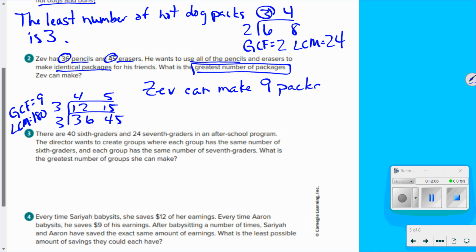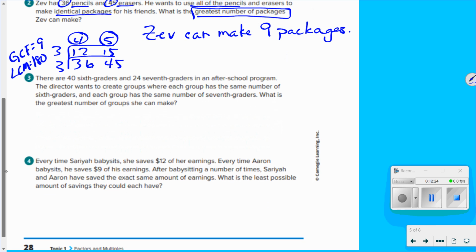We could go a step further and say how much would be in each, right? So he would have 4 pencils and 5 erasers in each package if you wanted to go the next step. The beauty of the cake method, guys, it literally will give all these answers to you if you know how to interpret the numbers. Okay, there are 40 6th graders and 24 7th graders in the after-school program.